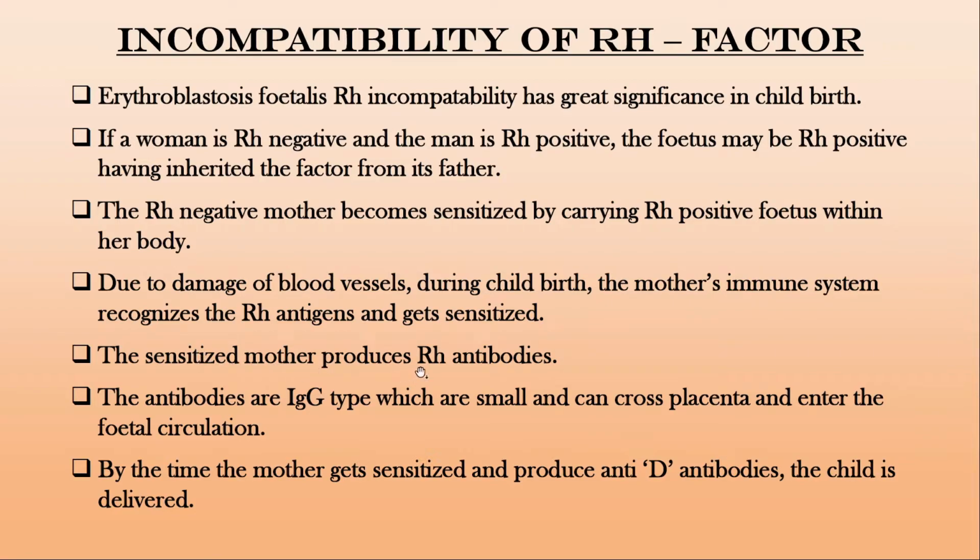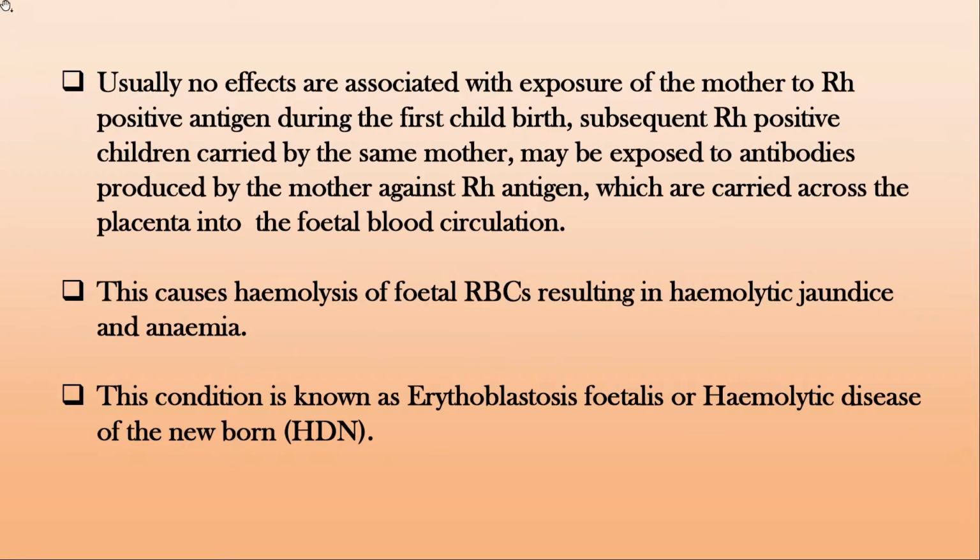The sensitized mother produces RH antibodies, that is, anti-D antibodies will be produced in the mother's blood. The antibodies are IgG type, which are very small and can cross the placenta and enter the fetal circulation also. By the time the mother gets sensitized and produces anti-D antibodies, the child has been delivered. So for the first delivery, the mother and the child will not have any problem. Usually no effect is associated with the exposure of the mother to the RH positive antigen in the first childbirth.